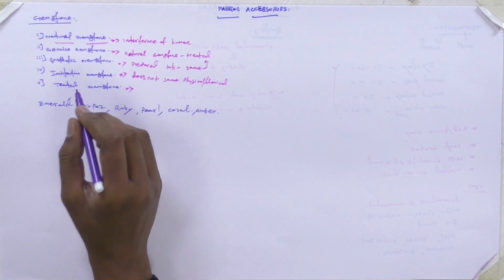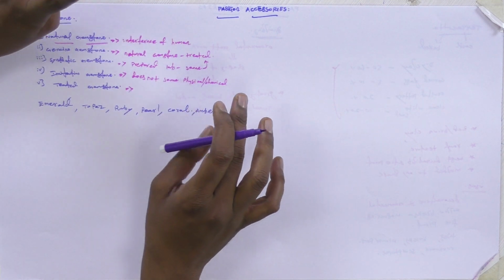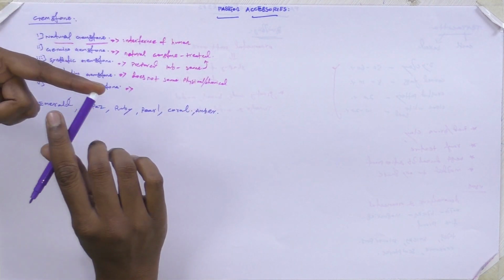What is the chemical property? What is the hardness of emerald? What is the color? What is the crystal system? There are 4 main properties: what is the chemical composition of the gemstone, what is the hardness of the gemstone, what is the crystal system of the gemstone, and finally, what are the different colors available in the gemstone?